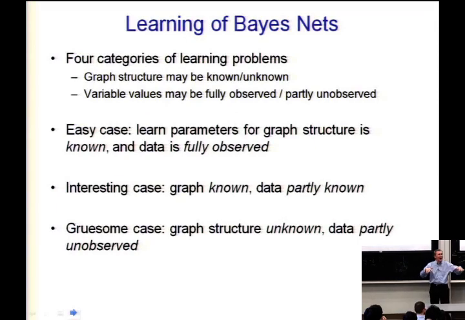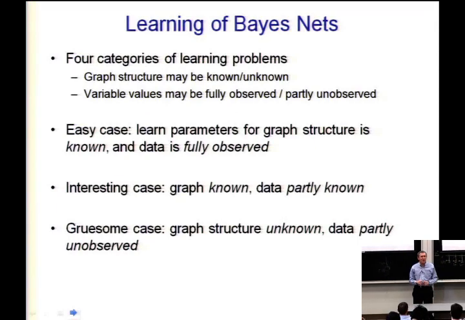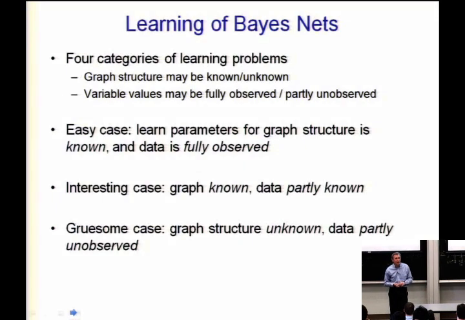Maybe if he was really sick and there was a good reason, we'd pay the extra money to measure his white blood cell count. But it might be unobserved. So there are plenty of practical situations where we might have data where some, but not all, variables are observed.